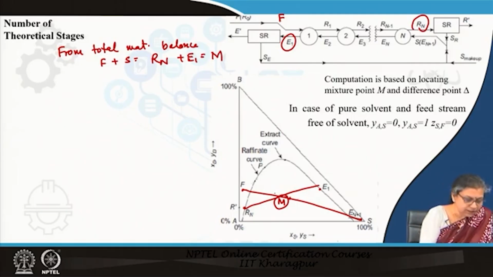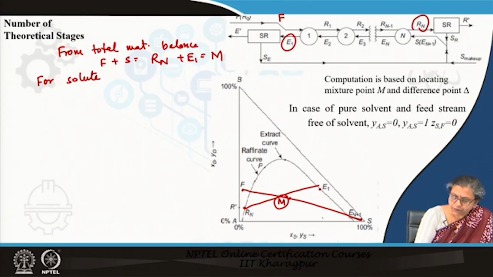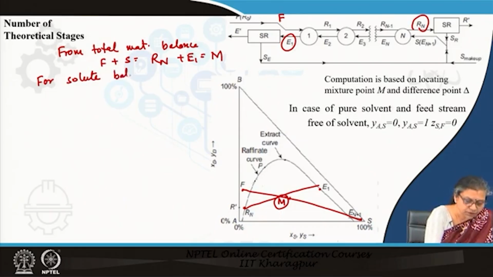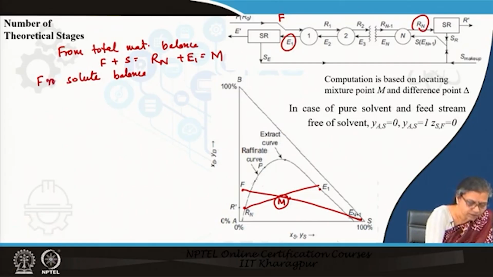And so, therefore, what are the coordinates of M? To find out the coordinates of M, we can do the solute balance. From solute balance, we are going to get the y coordinate. From solvent balance, we are going to get the x coordinate, isn't it? So, from solute balance, or the balance of component B, how can we locate M?